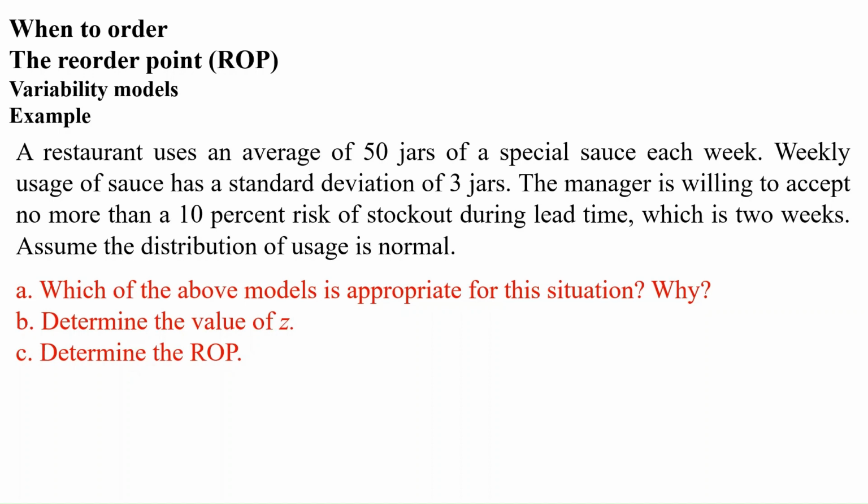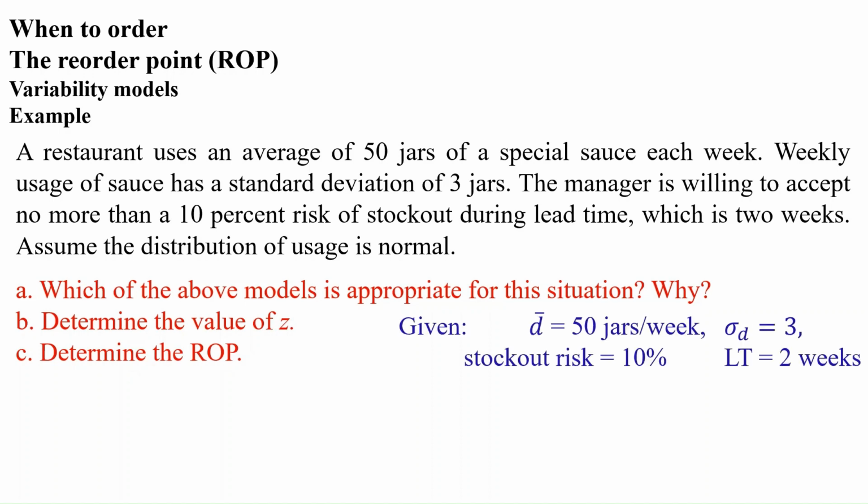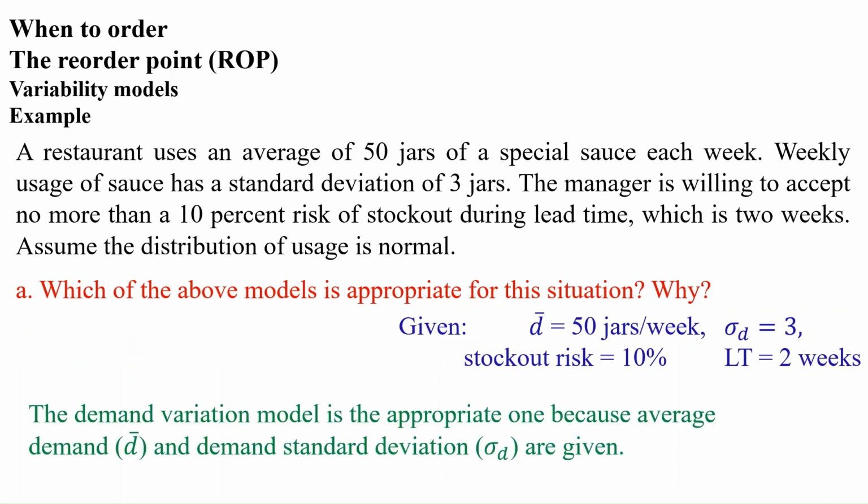Determine the ROP. The given are, the average demand d bar equals 50 jars per week, sigma D equals 3 jars, stockout risk equals 10%, and the lead time LT equals 2 weeks. The answer of the first question is the second model, the demand variation model, is the appropriate one because average demand, d bar, and demand standard deviation, sigma D, are given.